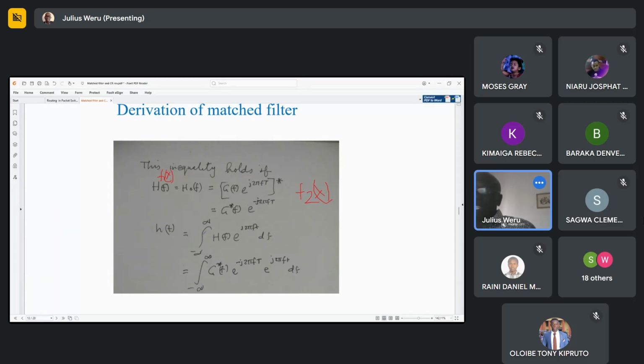So h of t is simply the integral of H of f e to the j 2 pi ft df, because what you want to get is h of t. You can get that from H of f. So h of t is equal to this. I wish everybody is able to follow. You can try generating it yourself.